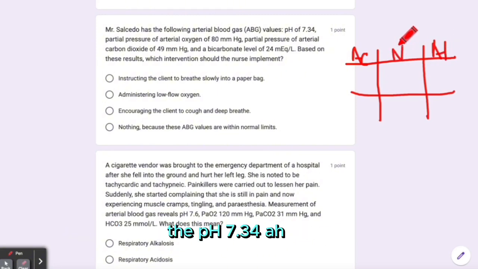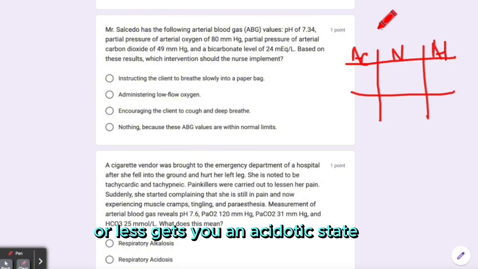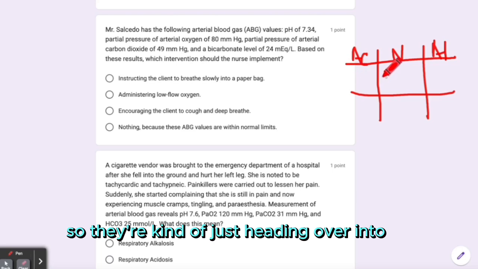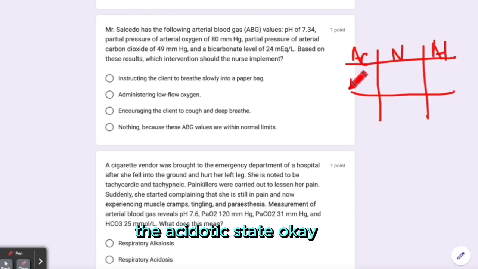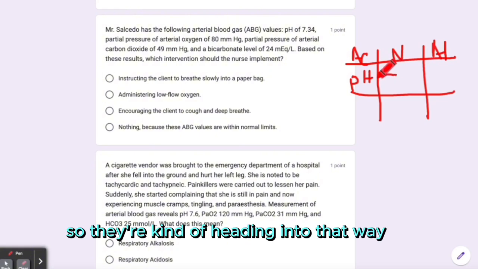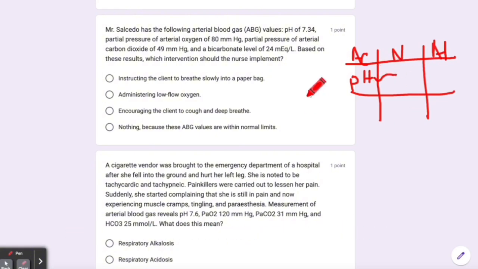Okay, the pH is 7.34. The rule is 7.35 or less gets you an acidotic state. So they're kind of just heading over into the acidotic state, okay? Just a little bit, almost like normal. So they're kind of heading that way, okay?